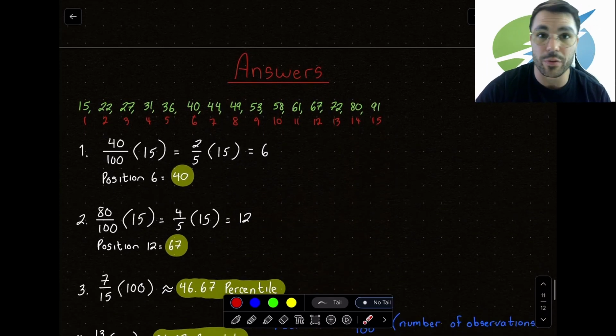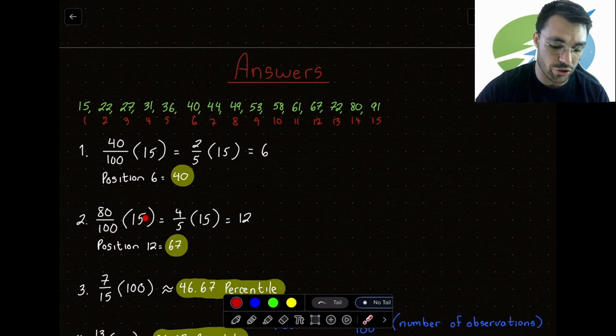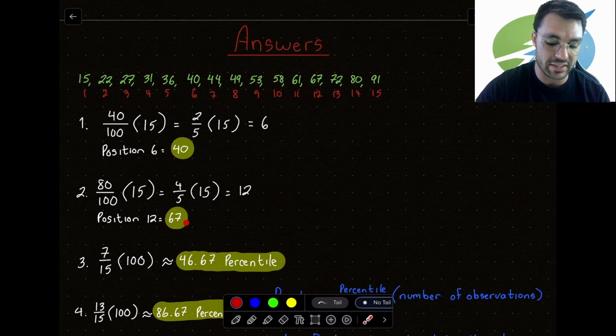Next one is the same thing with the 80th percentile. So we do 80th percentile divided by 100 times our 15 observations. Do the math there, we get 12. Okay, so now we find the 12th position. 1, 2, 3, 4, 5, 6, 7, 8, 9, 10, 11, 12. We see 67 is at the 12th position. Therefore, 67 is our value at the 80th percentile.